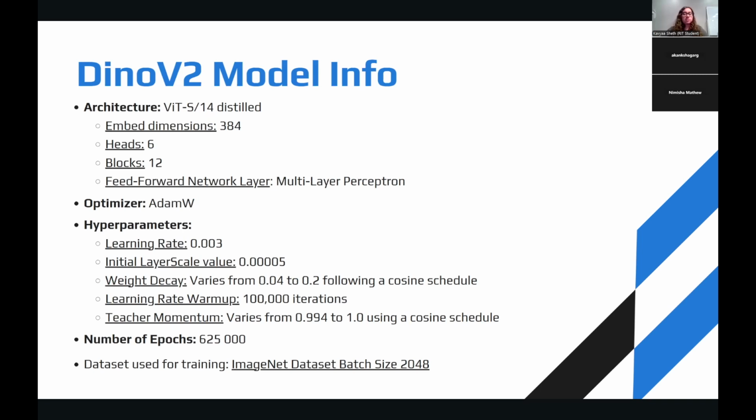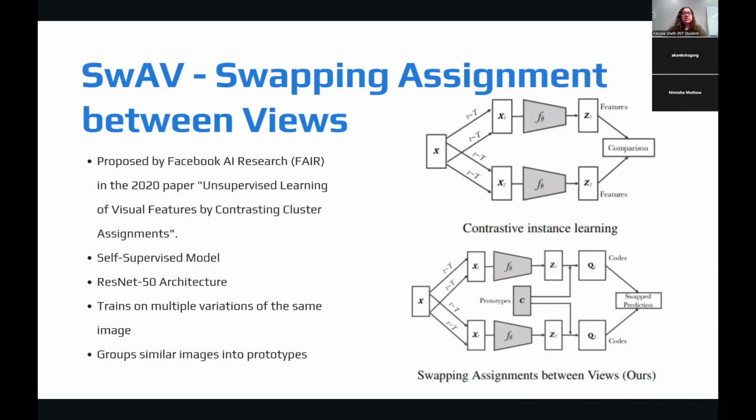Next up, on the next slide, please. Next I'm going to be explaining SwAV, which is swapping assignment between views. This is the second technique that we have used for the image similarity problem. Again, this is a method that was proposed by Facebook AI Research in a 2020 paper. This is a self-supervised model, which means it does not require labels.